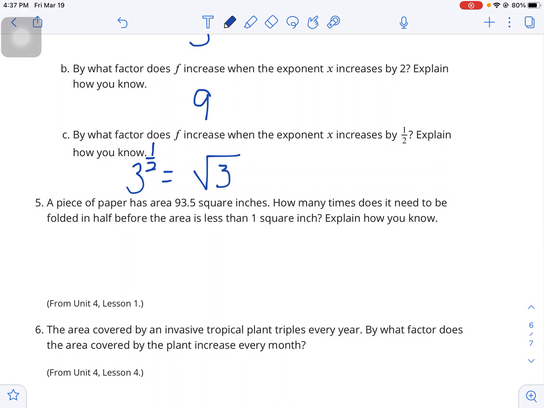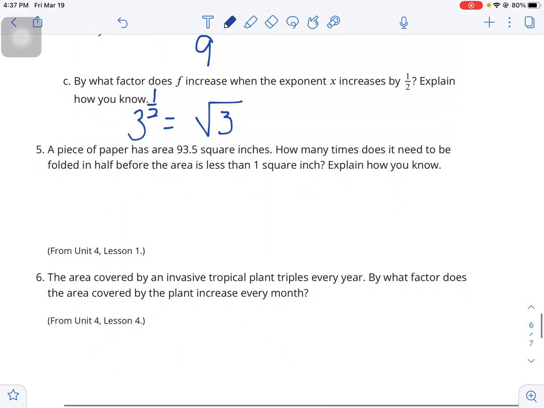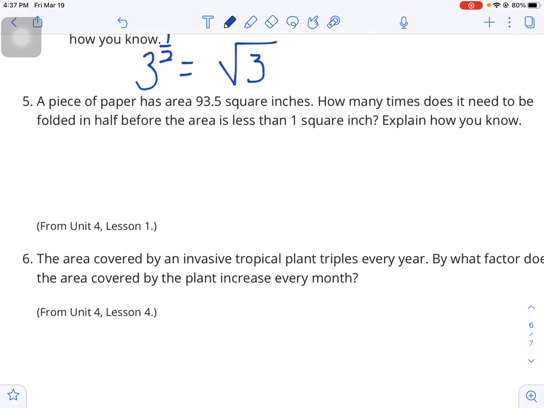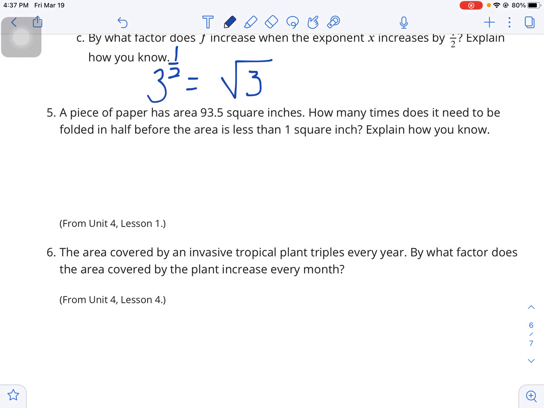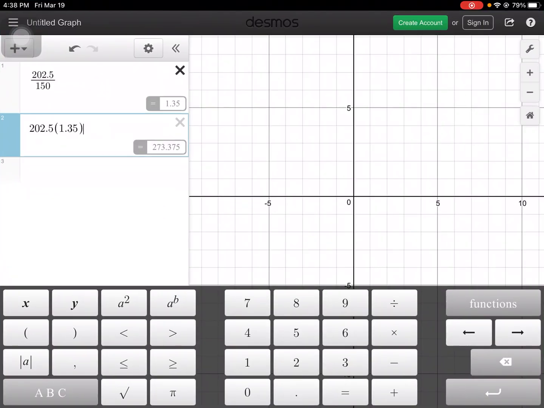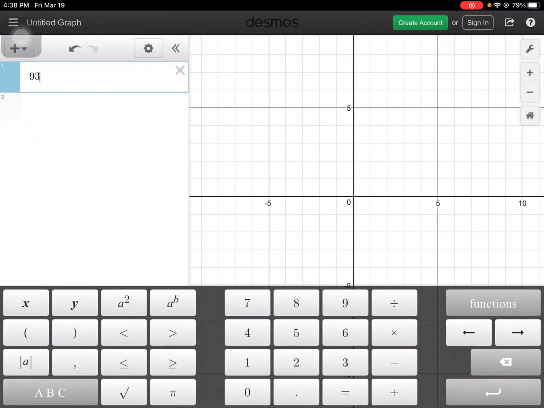Okay. A piece of paper has area 93.5 square inches. How many times does it need to be folded in half before the area is less than 1 square inch? So it's going to start out at 93.5, and we're going to fold it in half each time. And so we want to know how many folds, that's X, it's going to take before it's less than 1 square inch. So 93.5 times 0.5 raised to the X.